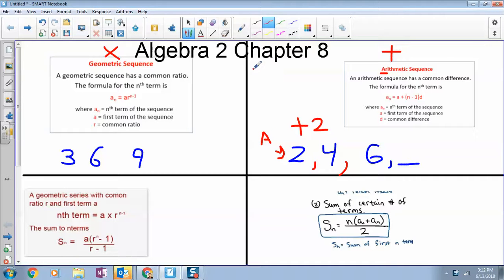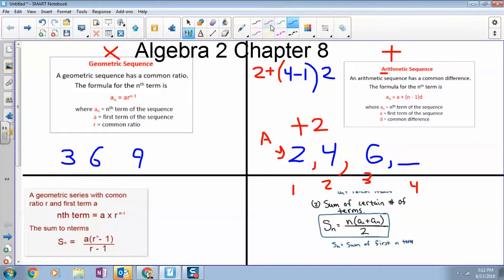So it would be 2 plus, alright, then we have n minus 1, right? We're trying to find, this is the first term, second term, third term, fourth term. We're trying to find the fourth term in the sequence, alright, so we're going to put 2 plus 4 minus 1, alright, times the common difference. The common difference is what we're adding, which is 2.